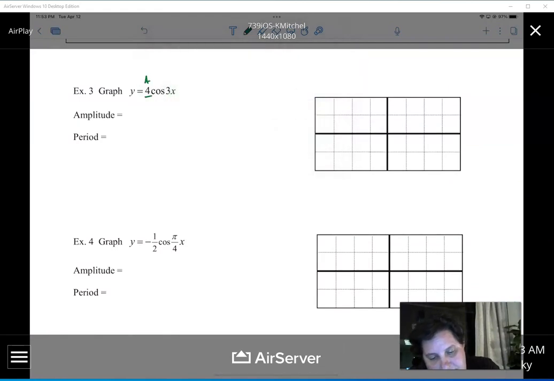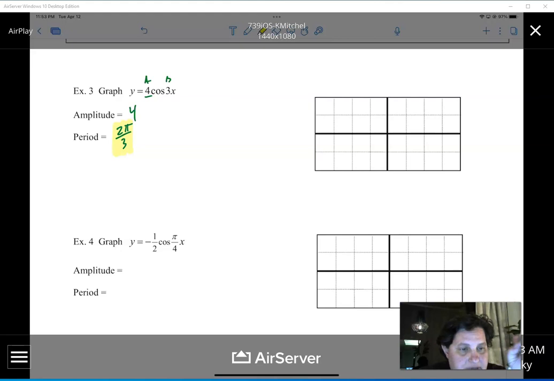Okay, A is 4, B is 3. So this has an amplitude of 4, and this has a period of 2 pi over 3. Now, this is tricky, honestly. But again, if you do this the exact way I tell you every single time, if you follow these steps, it's not going to be that hard.